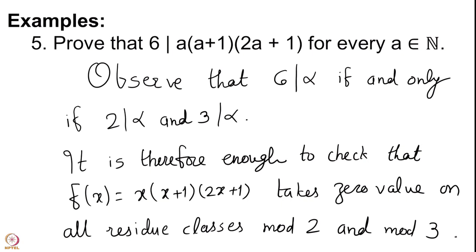So, earlier we observed that we had to do only 6 checks because we were working modulo 6. But this observation tells you that all you need to check is modulo 2 and modulo 3. Modulo 2, there are 2 checks. You will put the value 0 and you will put the value 1. Modulo 3, there are 3 checks. You will put the value 0, 1, 2. And since x divides the polynomial f(x), for 0 you are always going to get 0. So, actually you have to check only 3 cases: 1 modulo 2, 1 modulo 3 and 2 modulo 3. So, the whole problem of checking over all natural numbers is now reduced to checking some very simple equation.